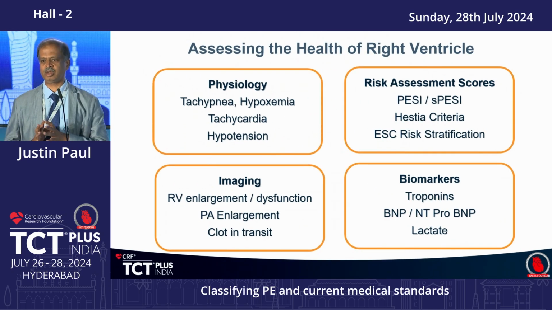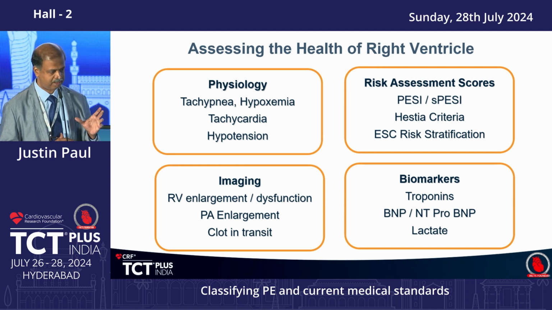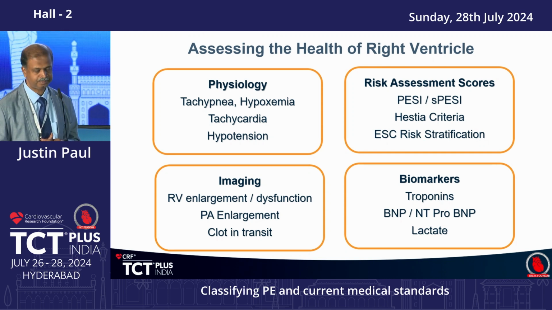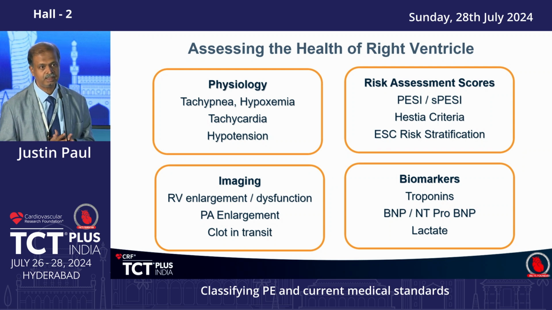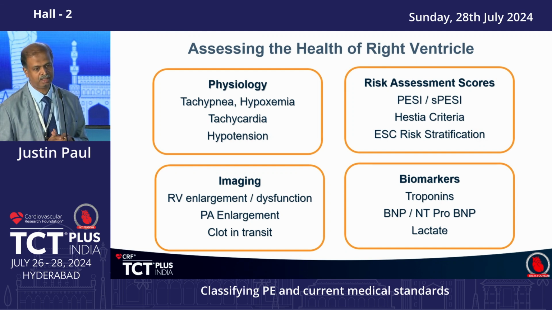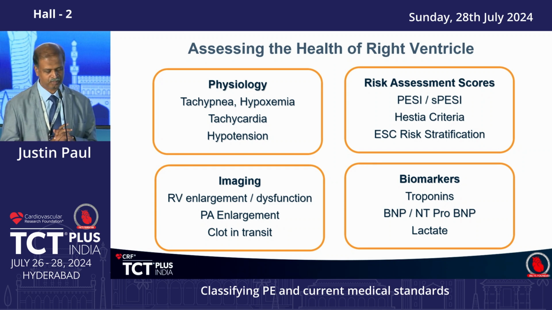So ultimately we are all looking at assessing the health of the right ventricle. The right ventricle is extremely important, and how are we going to assess its health? It is by physiology. We can identify them by whether the patient has a tachypnea, is there a systemic arterial desaturation, hypoxemia, is there a tachycardia, is the BP low? These are the physiological ways of assessing the right ventricle.